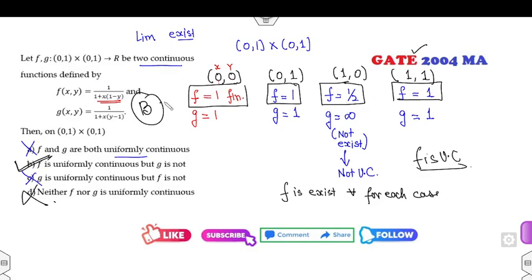There is no need to think about any standard definition like f(x) minus f(y). Just think about the simple shortcut tricks.